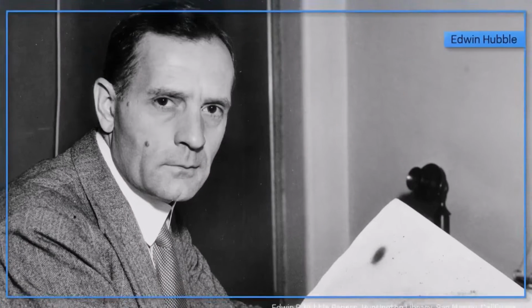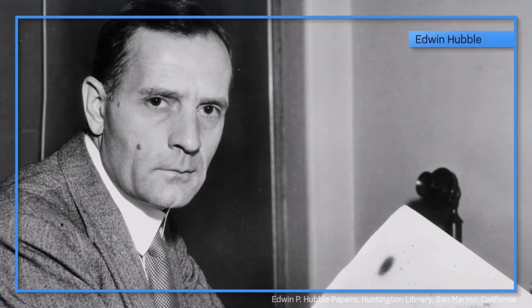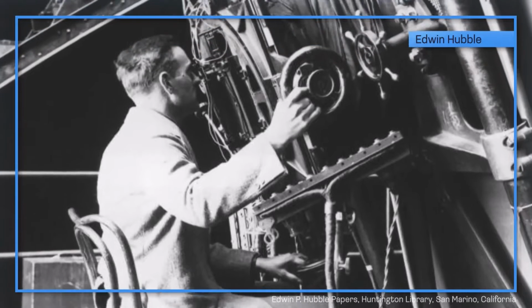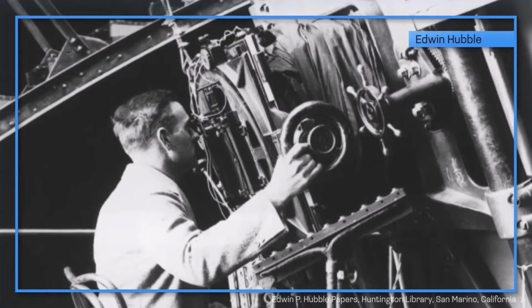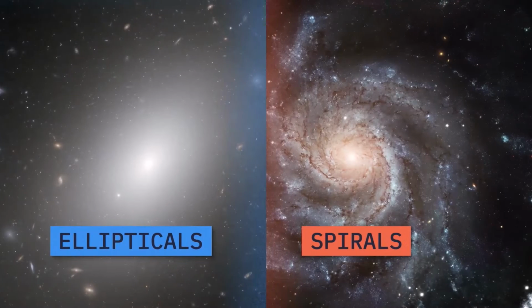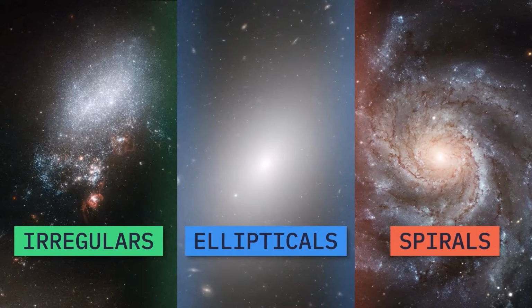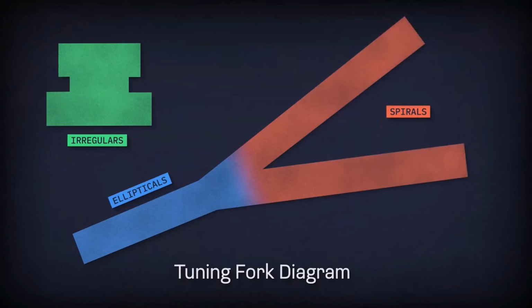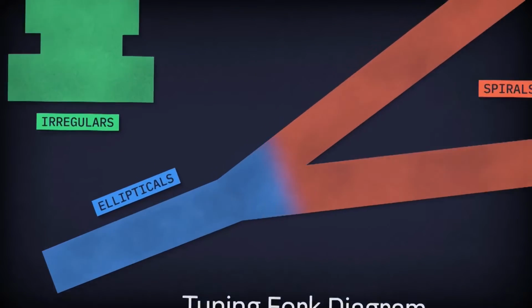Hubble's namesake, astronomer Edwin Hubble, pioneered the study of galaxies based simply on their appearance. He divided galaxies into three basic forms: ellipticals, spirals, and irregulars. Labeled the tuning fork diagram, Edwin Hubble's basic arrangement is still in use today.